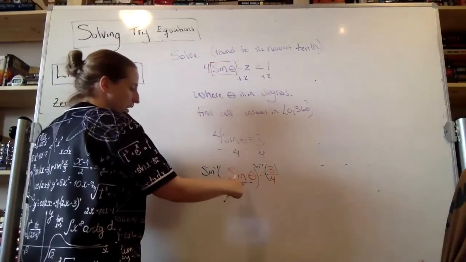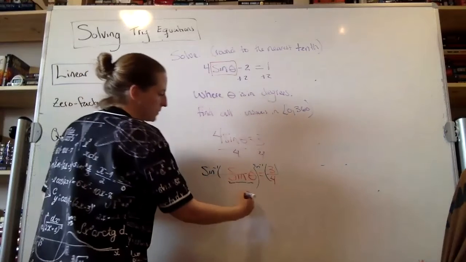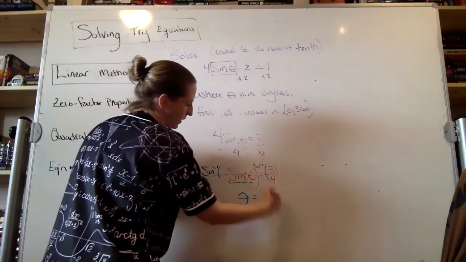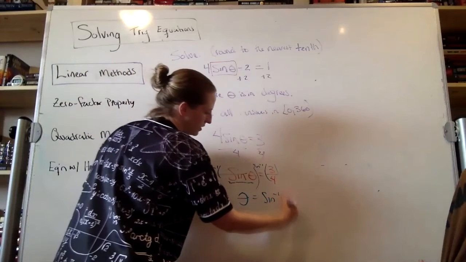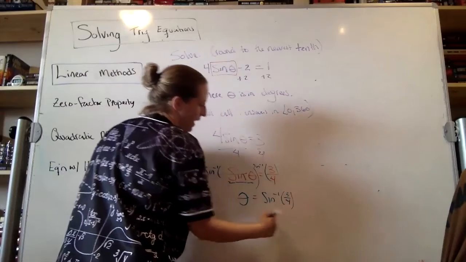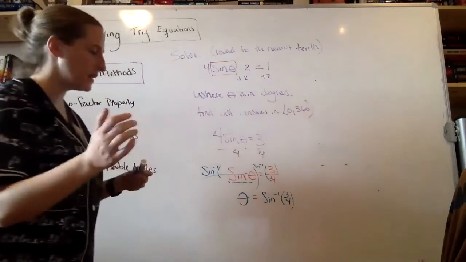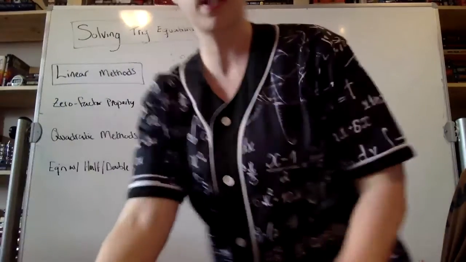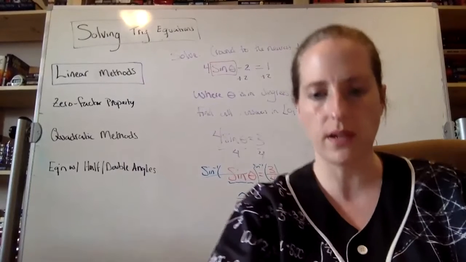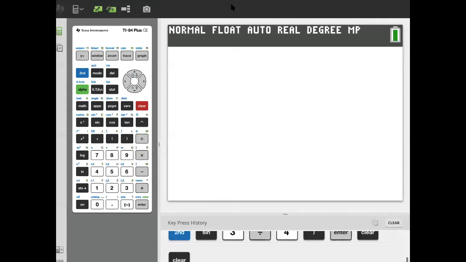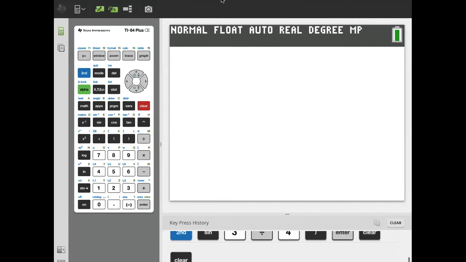An inverse and the function cancel each other out, so I'm just left with theta equals sine inverse of 3/4. I'm going to go ahead and use a calculator to do this. Now I have a little online TI-84 calculator that I'm going to share screen with you so that we can do this together.